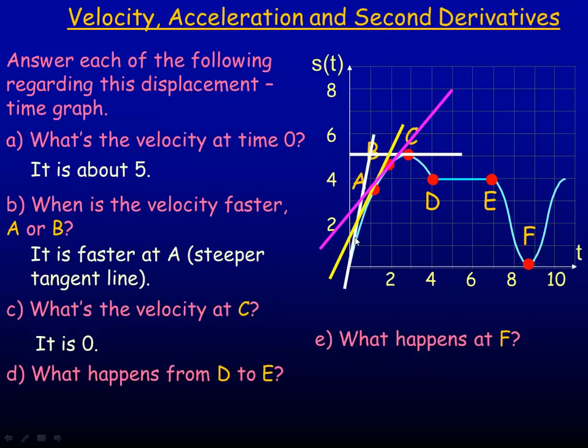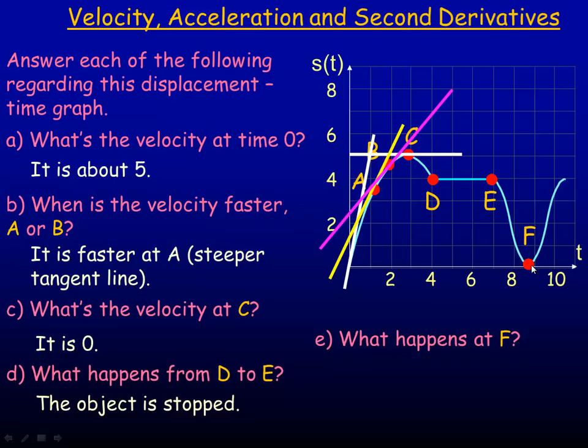Next, what happens from D to E? From D to E, the displacement is constant at 4. So from 4 to 5 to 6 up to 7, whatever the units of time are, the displacement stays the same. So if something's displacement is staying the same, then it's stopped, it's not moving.